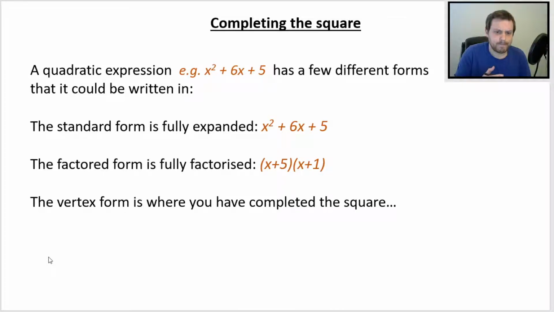And if I look at x squared plus 6x plus 5, it turns out we could write this in a third way. We've got the fully expanded way, we've got the fully factorized way. We could also do something called completing the square. Okay, and when we've accomplished that, we would have written it in vertex form.